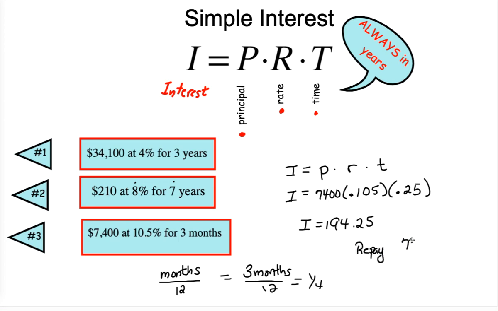My total repayment, remember, I have to give them back all the money I borrowed from them, plus I have to give back interest, because this is how banks and people make money, by charging interest. So my total repayment would be $7,594.25.